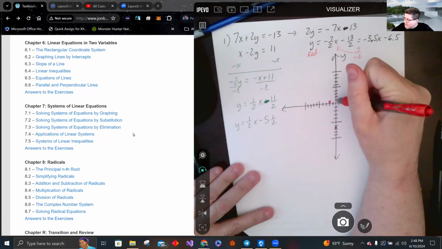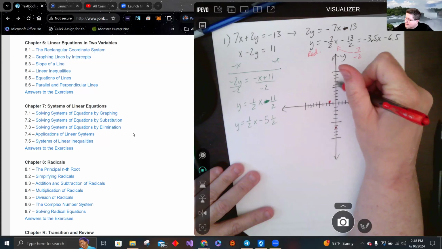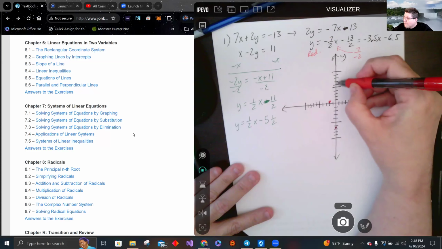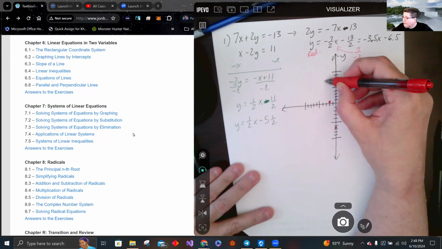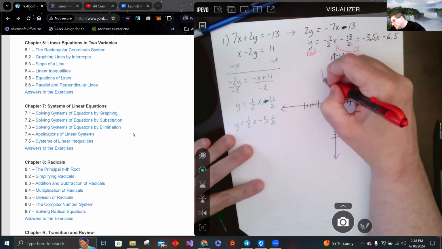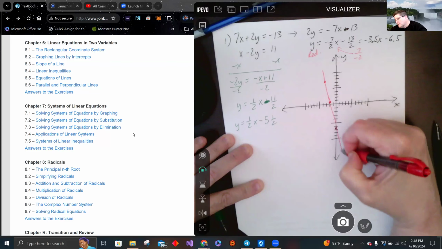And I can go up another 7. Let's see. 1, 2, 3, 4, 5, 6, 7. And I'm there, and I gotta go left another 2. Right there. So that's line 1.